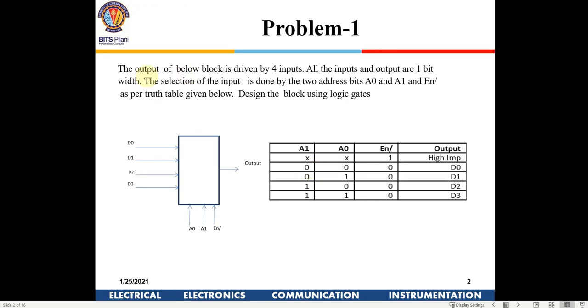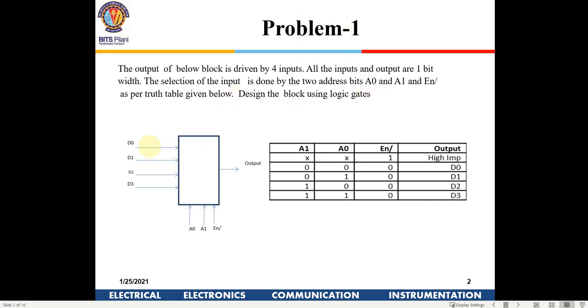So the first question is like this. The output of a below block is driven by four inputs. All the inputs and output are 1 bit width. The selection of the input is done by two address lines A0, A1 and enable bar. As per the truth table given below, design the block using logic gates.